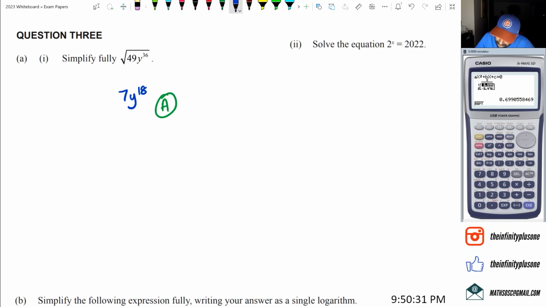We've got 2 to the power of x equals 2022. You can take logs and work it out. Otherwise, you could also go into equation mode and go straight into solver, and just put it in there straight away. So 2 to the power of x equals 2022, and press solve. Oh, that is not good. Must have done something. What do I do here? Can't solve.